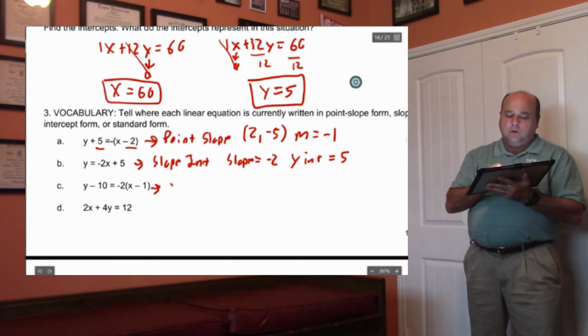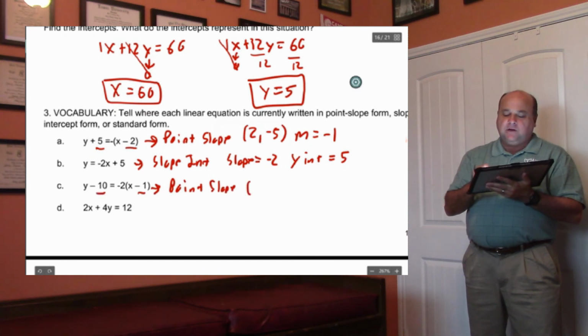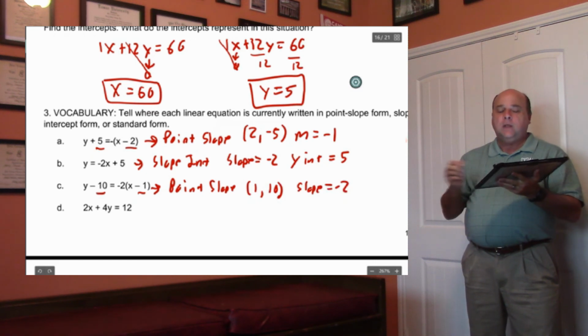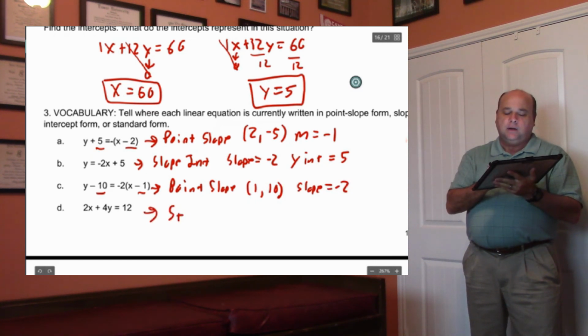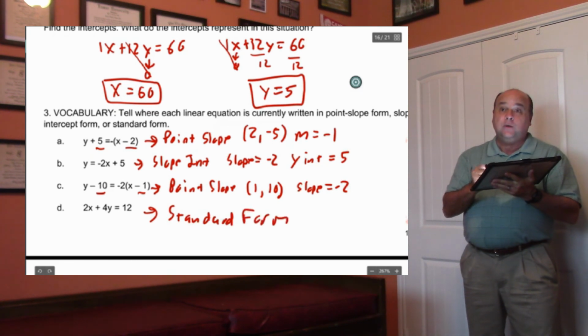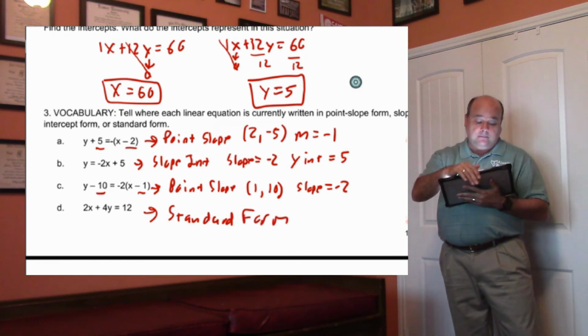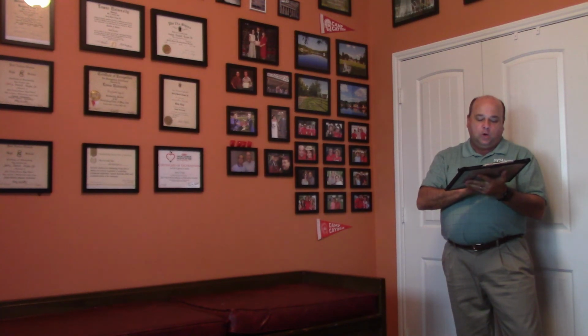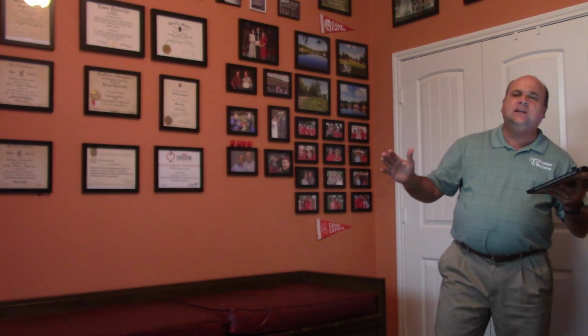This is point-slope. This is my x and my y. The opposite of negative 1 is positive 1. The opposite of negative 10 is positive 10. That's my point. And my slope equals negative 2, doesn't it? And this right here is standard form, isn't it? You'll use standard form when we start doing systems, a lot.